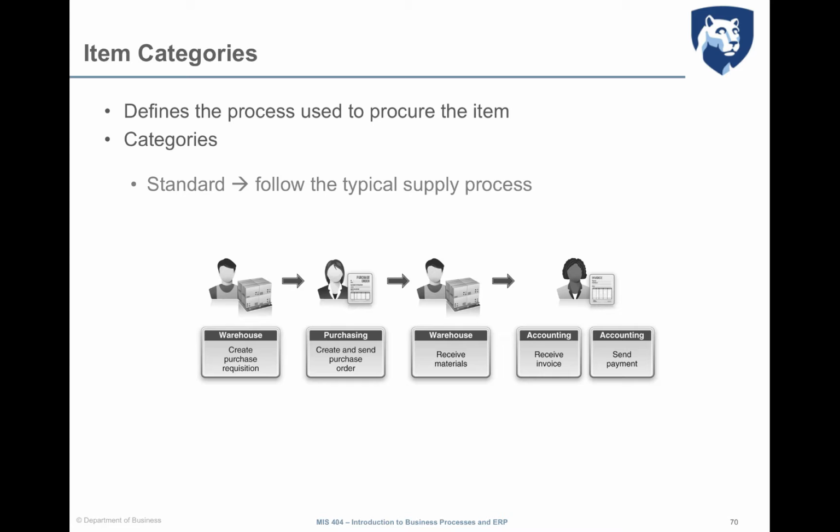Let's start with item categories, because purchases are classified in different ways in ERP, and this way is not so much different from the one that we see in the introduction. For example, let's start with standard item. The standard item follows the typical supply process, so the steps that we already saw.